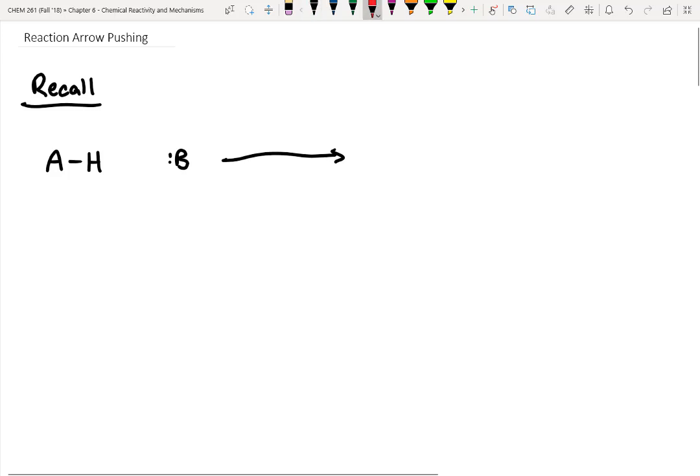And I saw a lot of people, especially on their acid-base quiz, say, all right, the base wants that proton, so I'll show it like that. Is that correct? No. We don't show movement of protons with arrows. We only show movement of electrons with arrows.